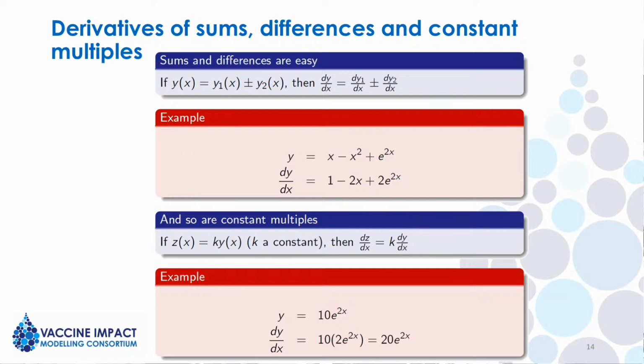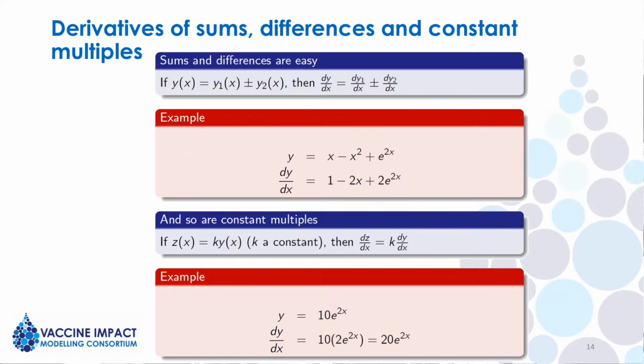Another nice one is if we've got a constant multiple. So here we've got z of x, z is a function of x, is equal to k times y of x, where k is just a constant, just a number, and y of x is another function. When we differentiate, we just get essentially the same differentials, but multiplied by k. And you could work this out. So if you had a 2 here and you were differentiating 2x squared, you get 2 times 2x as your derivative.